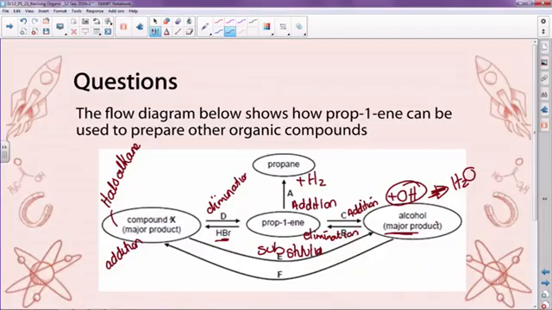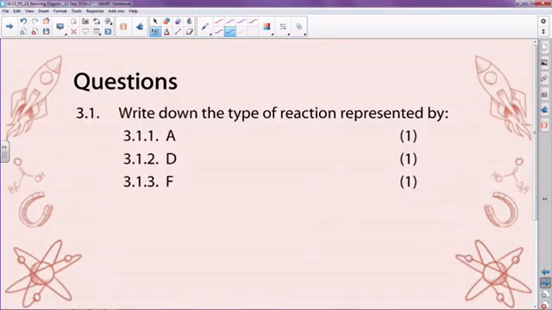I'm not going to worry too much at this point about the major products because they may or may not ask it. So in terms of what is happening, the first question here is to write down the type of reaction represented by A, D, and F. I'm giving you a minute, and your minute starts now.